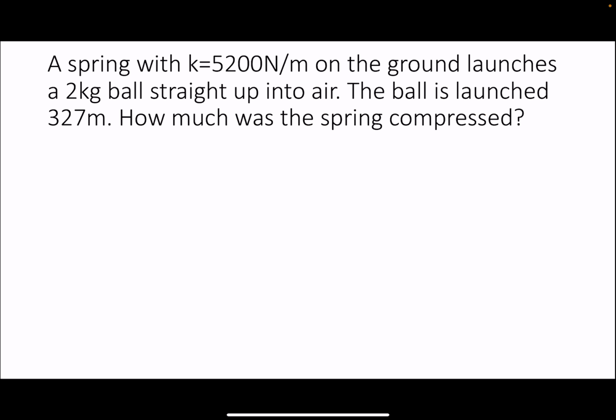Let's say we have a spring with a K constant of 5,200, on the ground that launches a ball straight up into the air, and the ball is launched 327 meters. How much was the spring compressed? Well, again, energy before equals energy afterwards. What kind of energy do we have at the beginning of the situation? At the beginning, we're on a spring, so we have spring energy. Afterwards, we launch a ball to a height of 327. We're assuming that's the max height it's going to go.